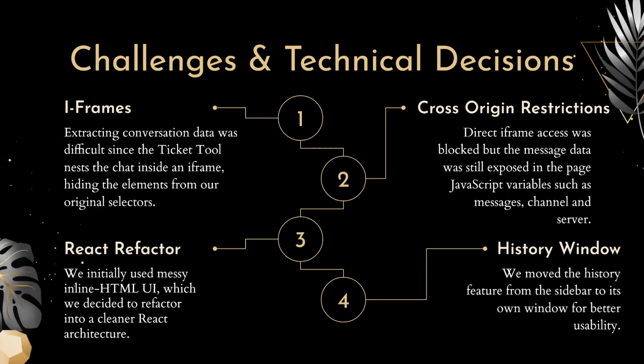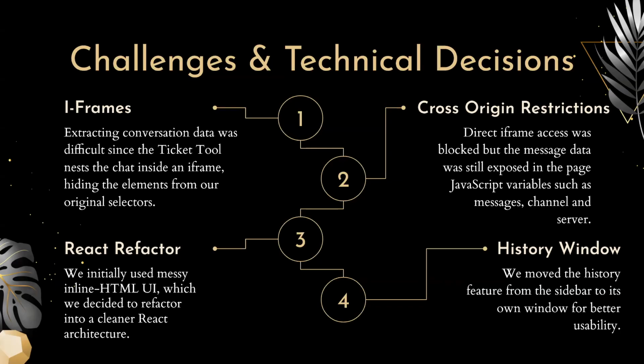All right, here are some of our challenges and technical decisions. So the first two challenges Sean came across were the iframes and cross-origin restrictions. The text that we were trying to get from the ticket tool was nested inside of an iframe that we originally didn't know about. And we also could not directly access that iframe, but the message data was still exposed in JavaScript variables, which we could then take out of the ticket tool.